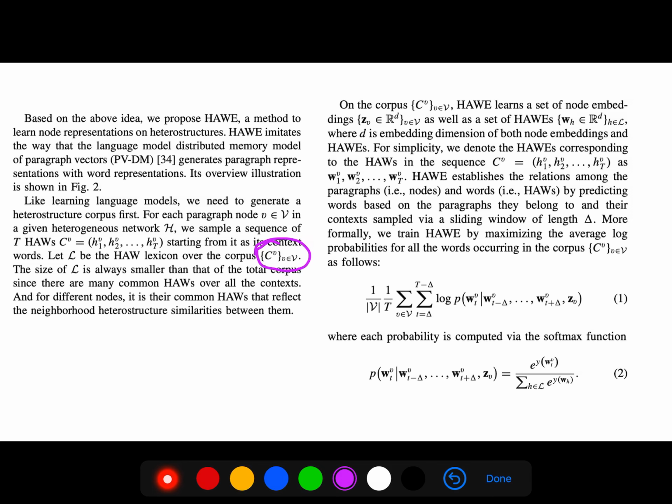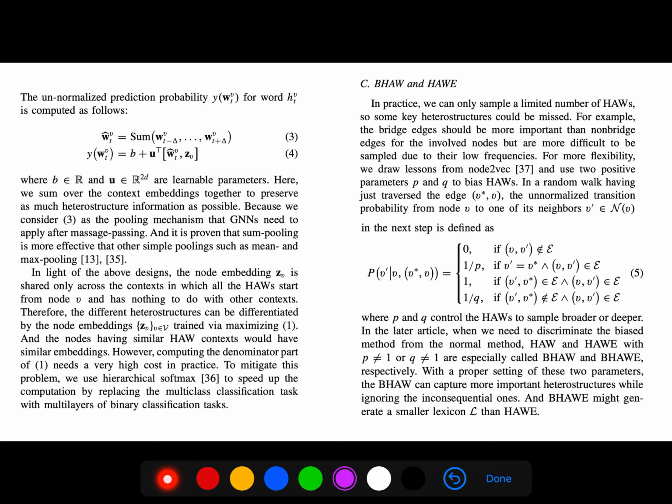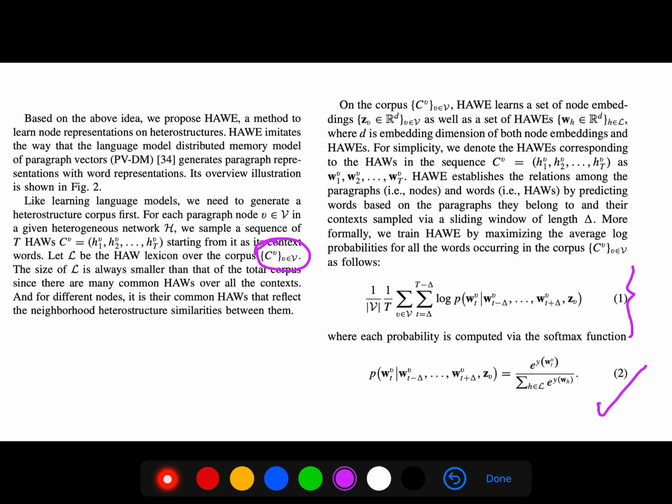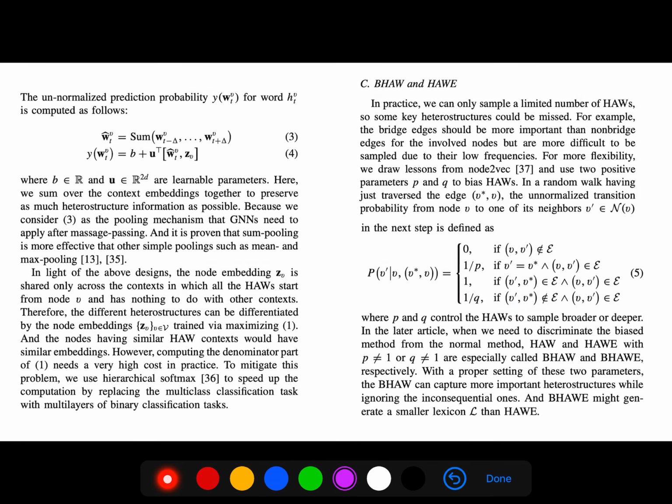So we find the probability here. We train by maximizing the average log probabilities for our words occurring in the corpus, where each probability is computed via softmax function. So the same idea, these are the context, and you try to maximize this condition on the context. And the unnormalized prediction probability now can be computed like this.